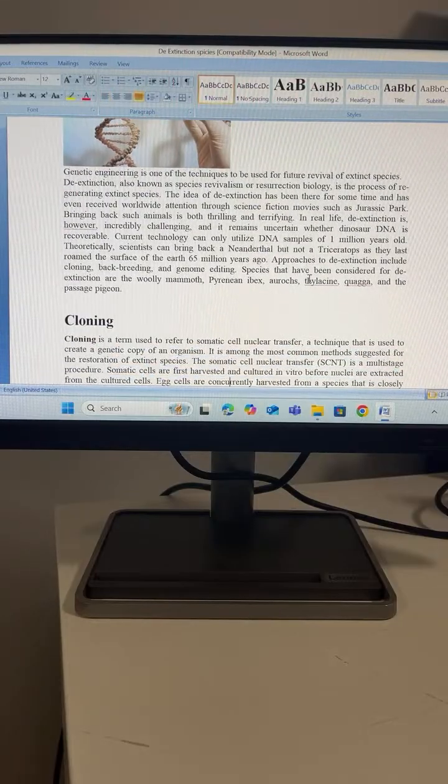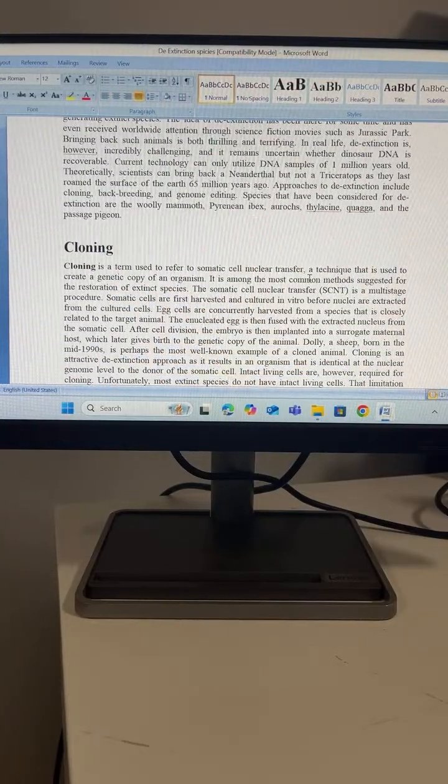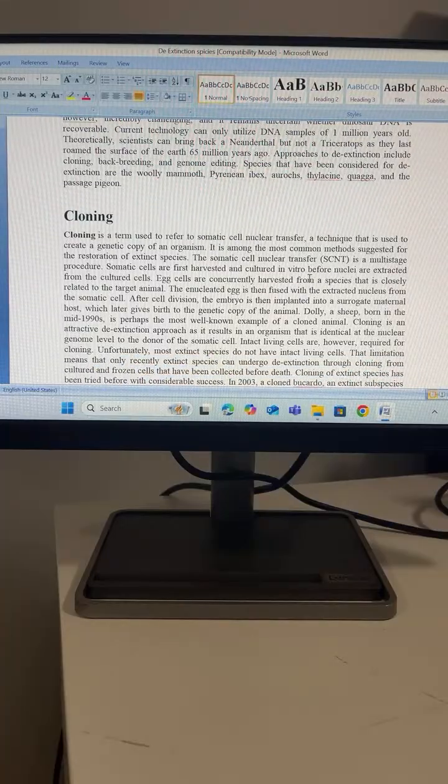Cloning. Cloning is a term used to refer to somatic cell nuclear transfer, a technique that is used to create a genetic copy of an organism. It is among the most common methods suggested for the restoration of extinct species. The somatic cell nuclear transfer is a multi-stage procedure. Somatic cells are first harvested and cultured in vitro before nuclei are extracted from the cultured cells. Egg cells are concurrently harvested from a species that is closely related to the target animal.